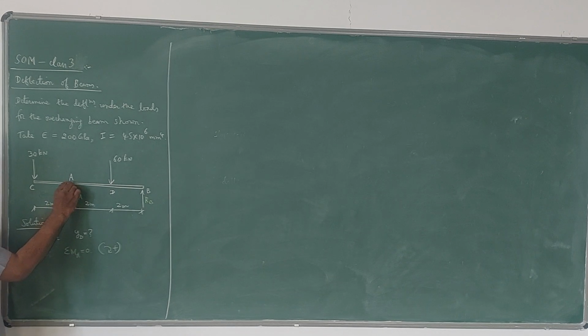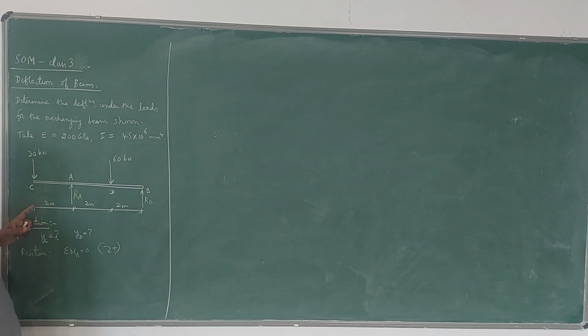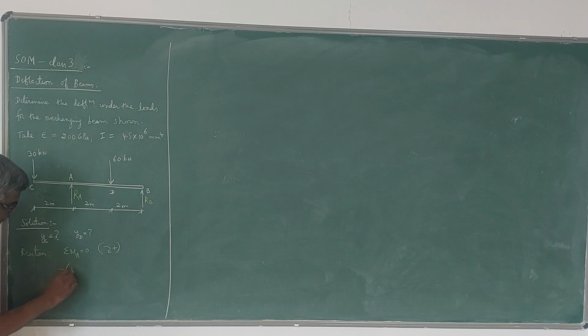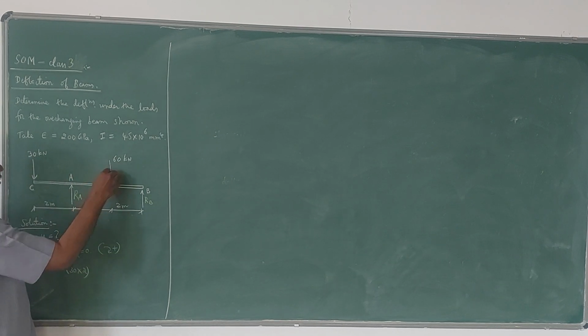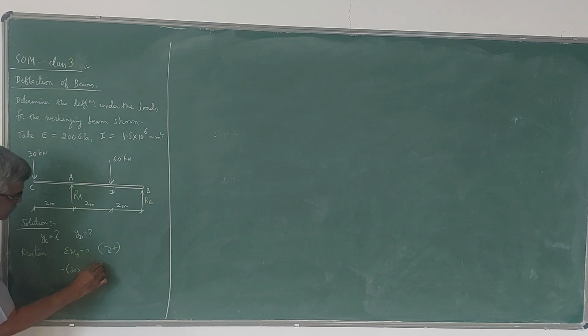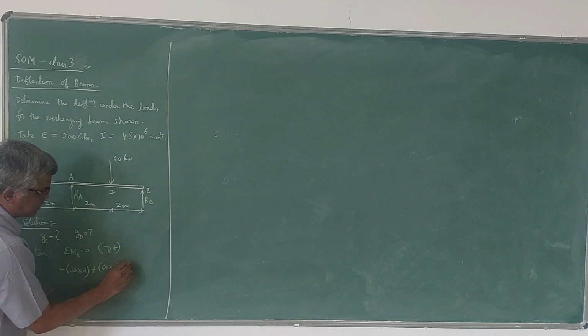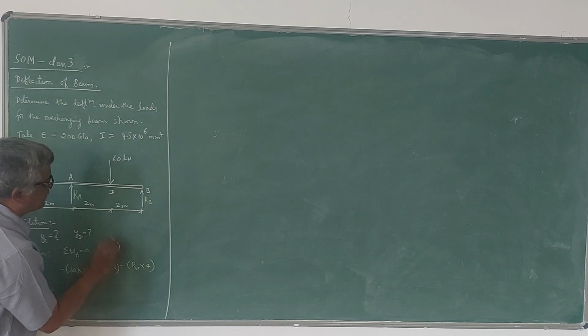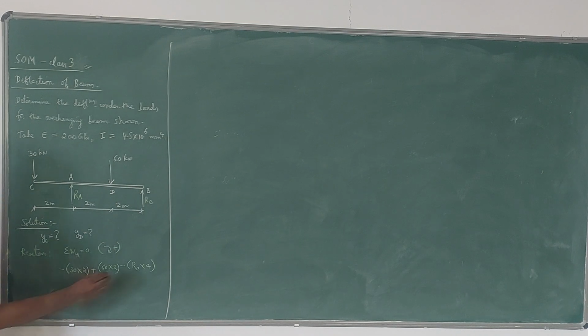Take the moments of all the forces including reactions about the point A. This 30 kN is giving an anti-clockwise moment, so minus 30 into 2. Then the moment due to 60 kN is clockwise, so plus 60 into 2. The moment due to RB is anti-clockwise, so minus RB into 4, the distance from A to B is 4, equal to 0.